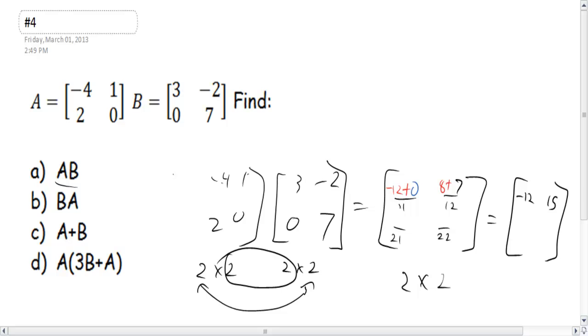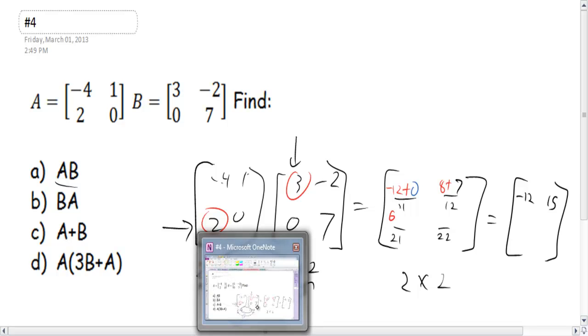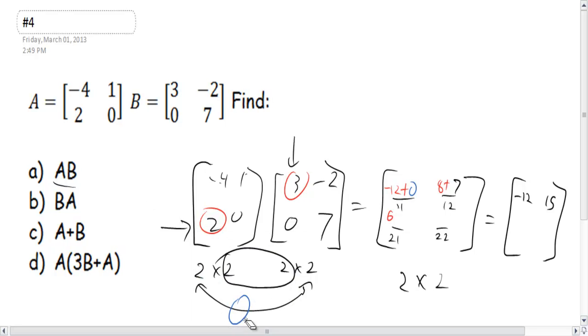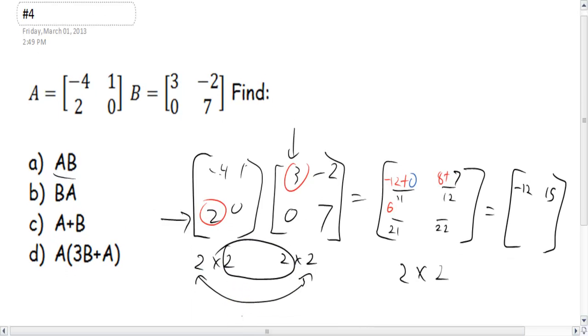Now if I want my 2,1 entry, I'm going to use the second row, first column, and we just continue the process. So 2 times 3 makes 6. Then moving across the row, I'm going to use those next numbers, so 0 times 0 makes +0. That just gives me the result of 6.